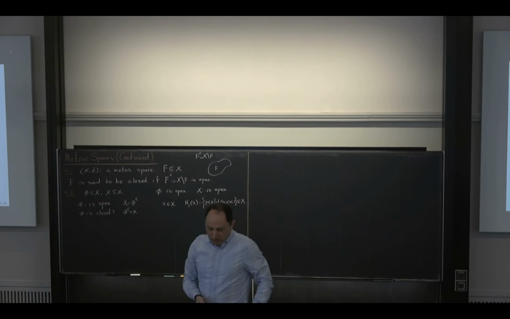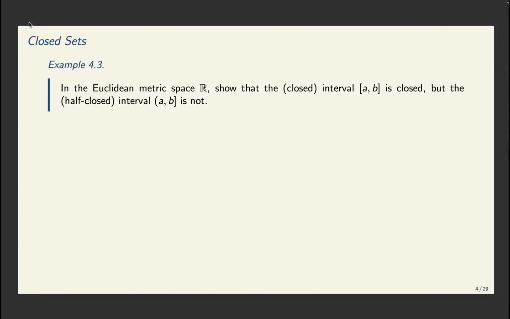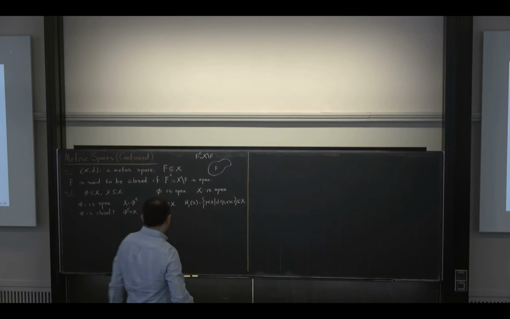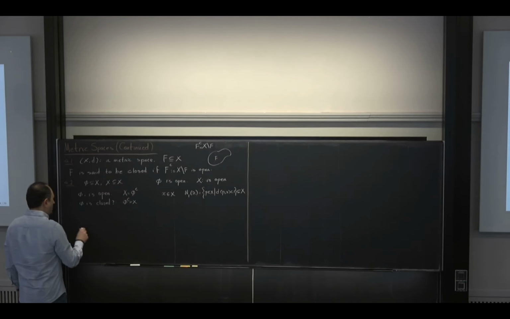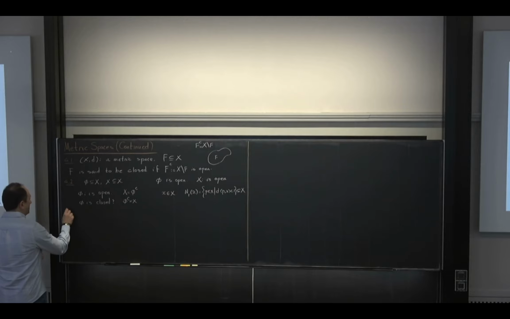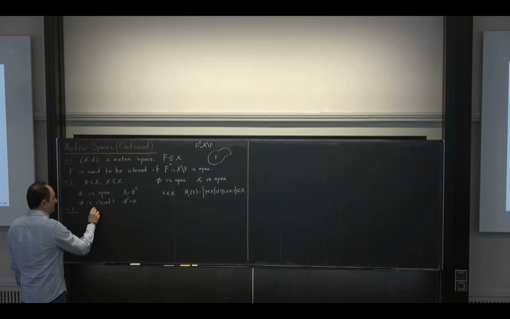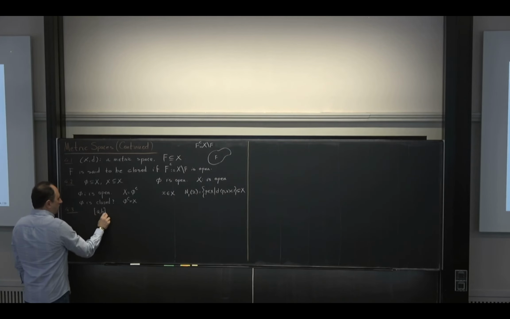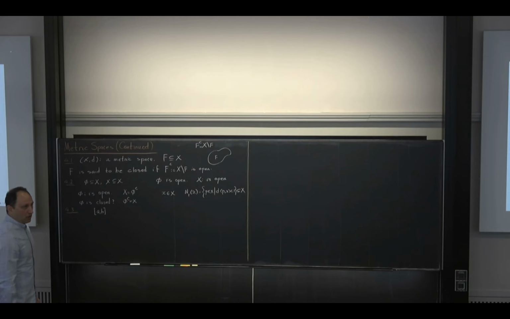Okay, so let us go to the next example. This example is probably very clear for you. In the Euclidean metric space R, show that the closed interval is closed, but the half-closed interval is not. And of course, how do you analyze this? Why do you think that this set is closed? Intuitively, we don't have that much time. These are simple exercises. You can make them precise at home. So why do you think that this set in Euclidean space R is closed?